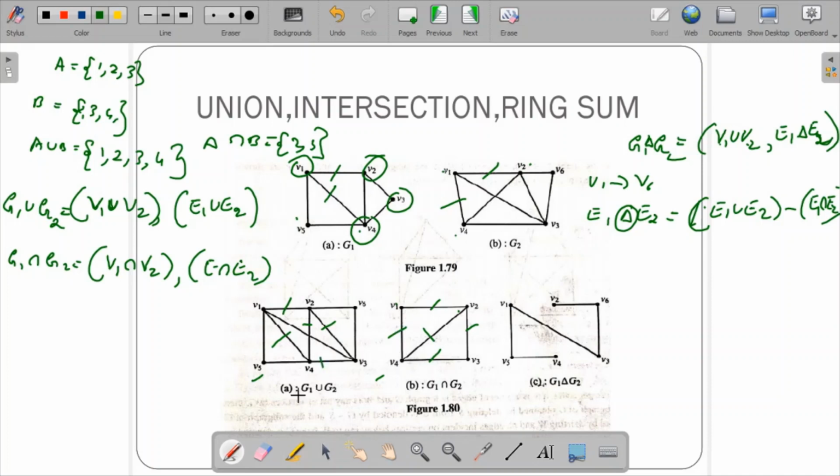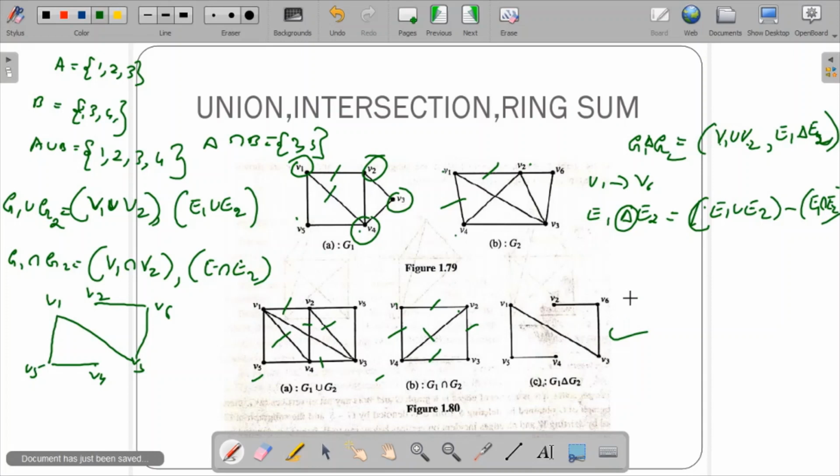This edge has been subtracted. So subtracting that edge, the graph would be like v1 to v5, and then you have v1 to v4, and then v4 to v3. From there you have one edge to v6, and then again v6 to v2, and then v1 to v3 pending is that graph. Similarly, this same graph is being drawn over here. So this is regarding the ring sum.